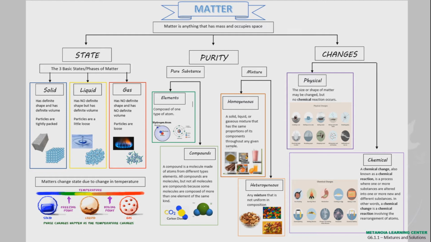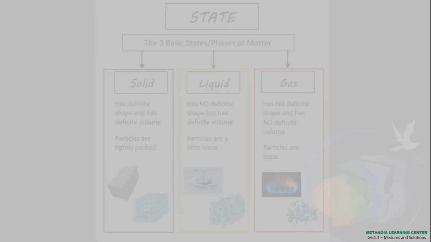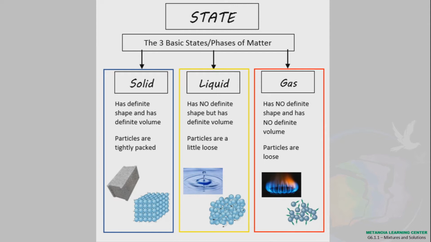To start off, we have the basic states of matter. The three basic states of matter are solid, liquid, and gas. And if you can remember our past lesson, we know that solid has definite shape and has definite volume, which means no matter what you're going to do with a solid, its shape will remain the same unless you're going to break it in half. And the volume of that solid will not change at all.